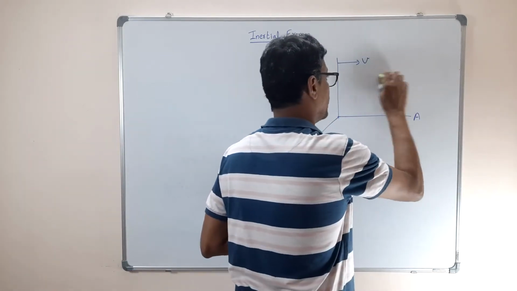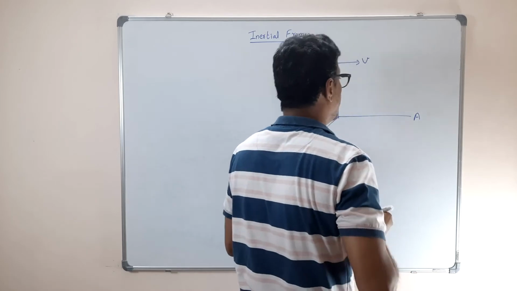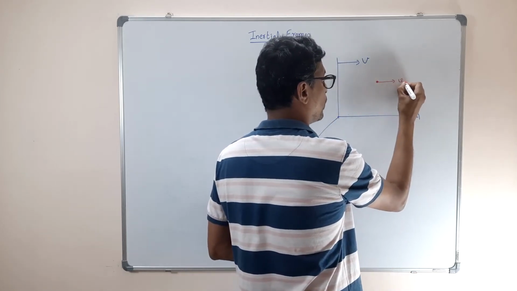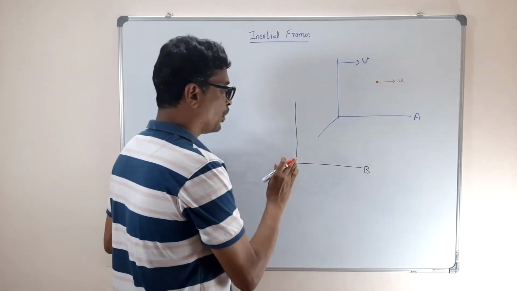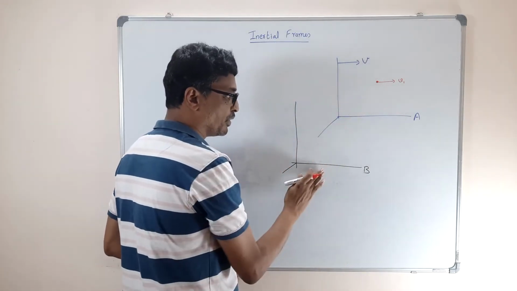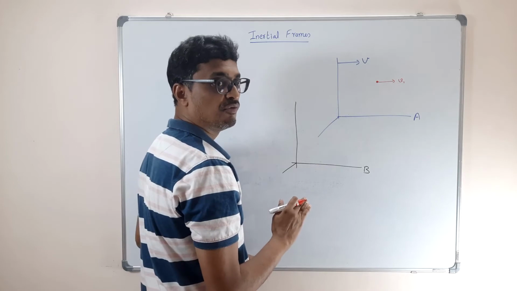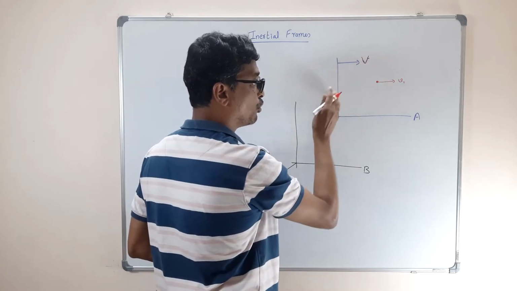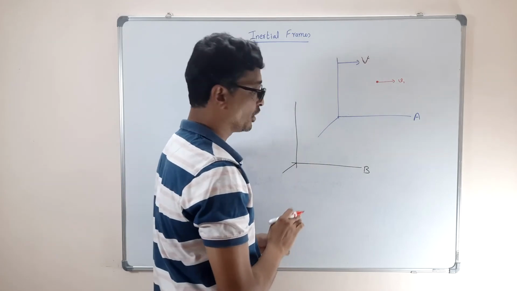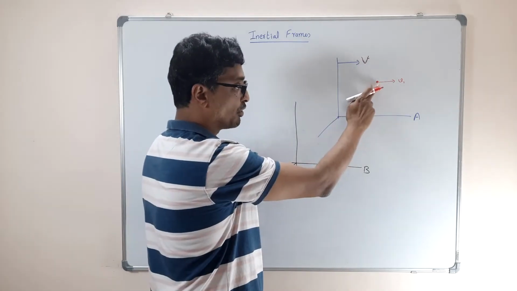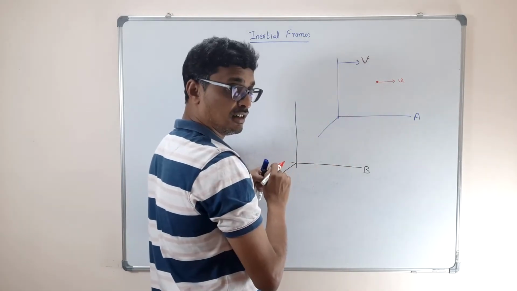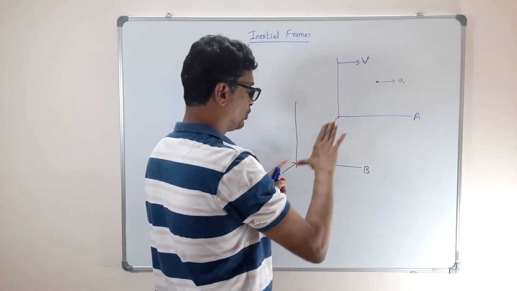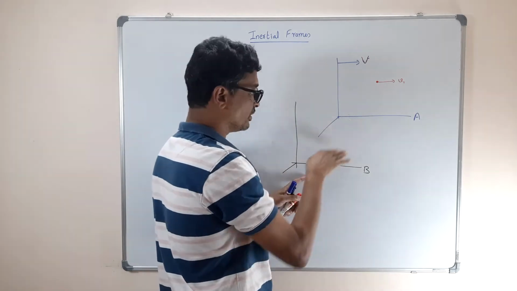Suppose, for example, this body in this frame is moving with a constant velocity, say some v1. So what is the object's velocity measured by the B frame? It will not be at rest, but it will be the same, because they both are moving in the same direction. Both are in uniform motion. This is at rest, this is a constant velocity.